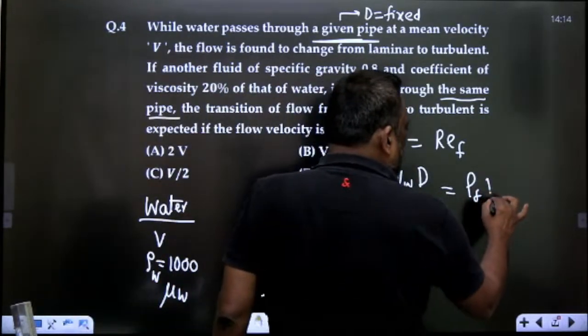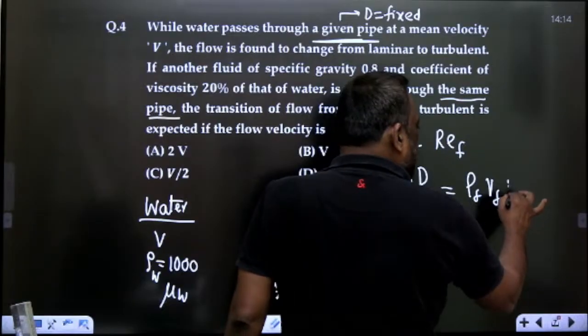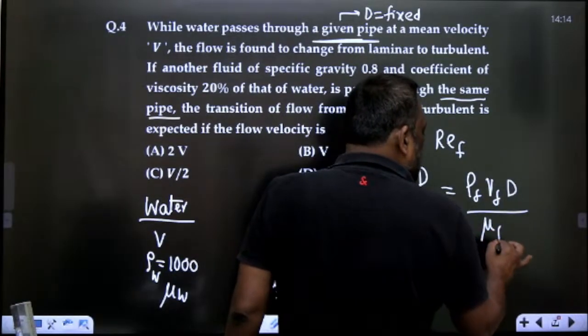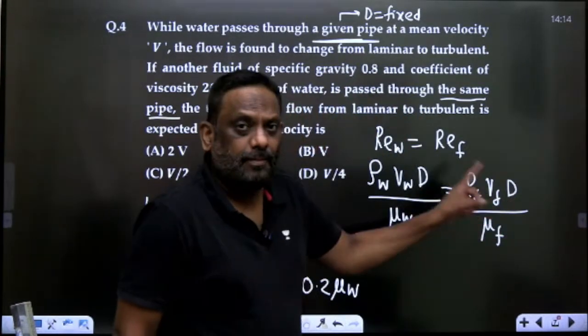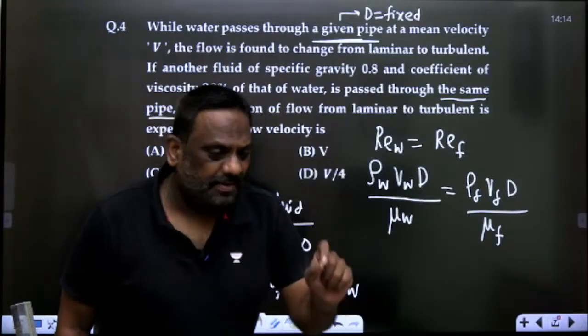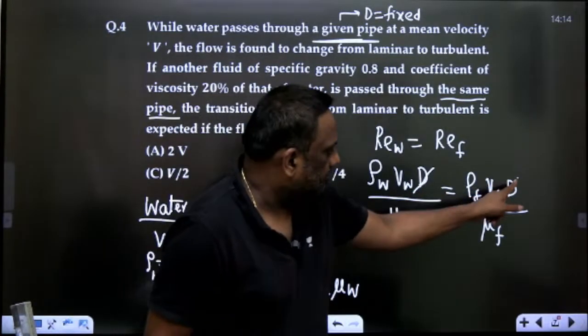So rho of fluid, velocity of fluid, diameter by mu of fluid. So why are you not writing d_w by d_f? Because it is flowing through a given pipe, same diameter. So this gets cancelled.